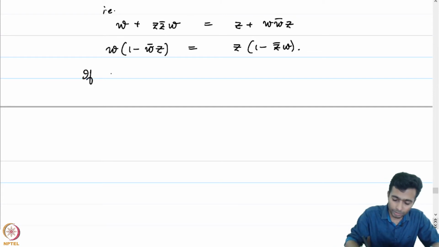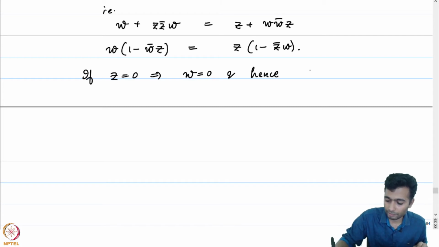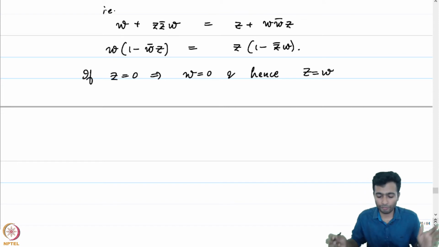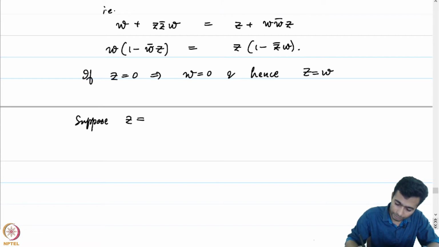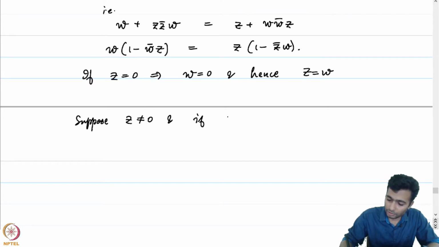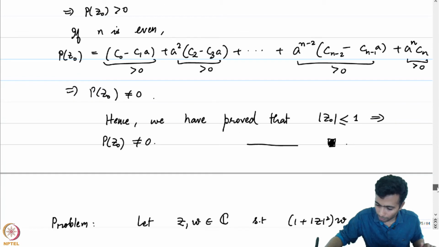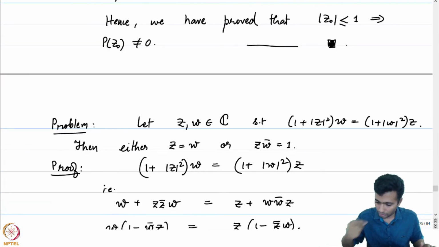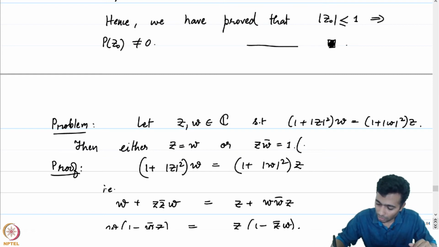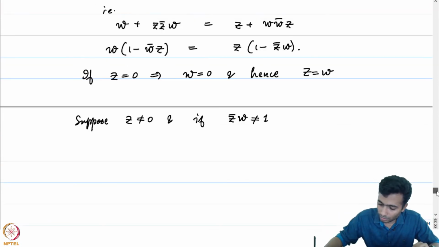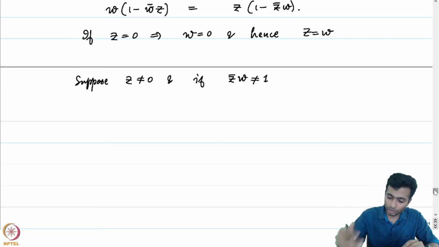If z is equal to 0, then what do we have? This would imply that w is also equal to 0, and hence we have z is equal to w, and we are done. So if one of them is 0, we are through; the other one is also 0, and hence they are equal. Suppose z is not equal to 0, and if z bar w is equal to 1, again that was one of the statements which we had to prove, right? If it is equal to 1, again we are done. If it is not equal to 1, let's see what happens.